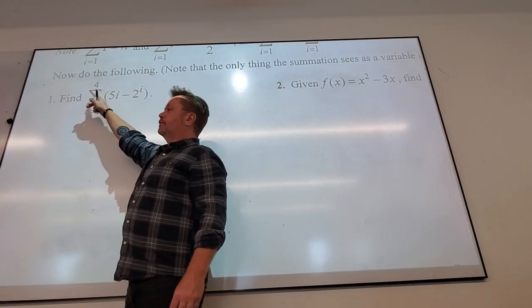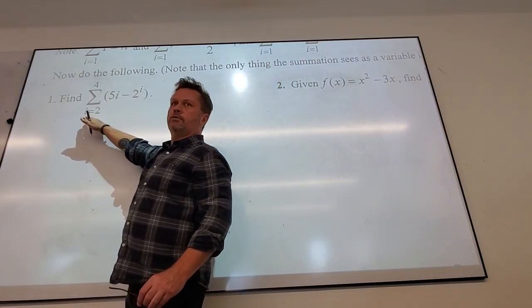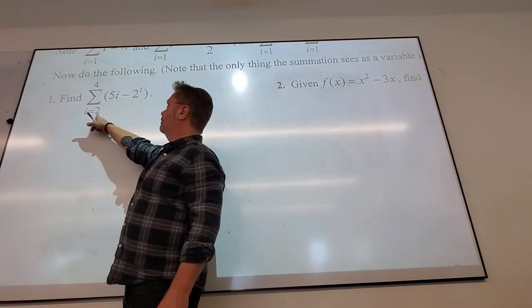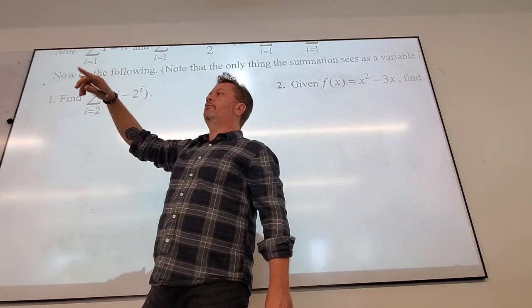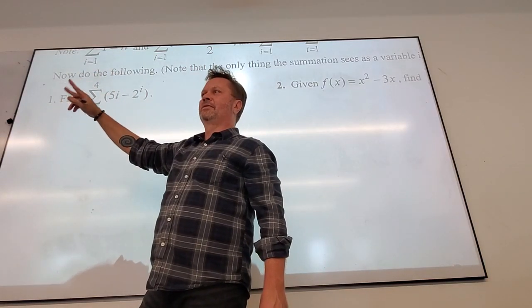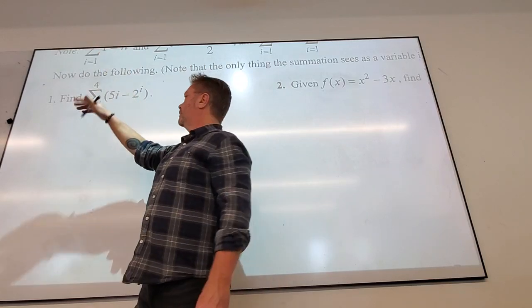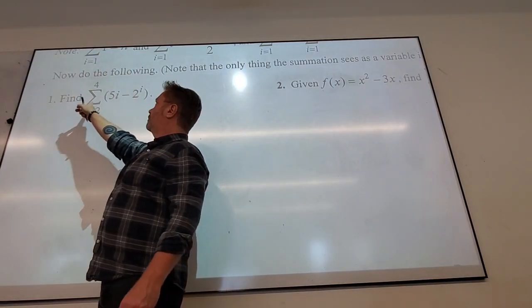So i is going to be, what are the values of i? Up to 4: 2, 3, and 4. What does i always step by? 1, unless it says otherwise. So i always goes by 1 with this symbol.